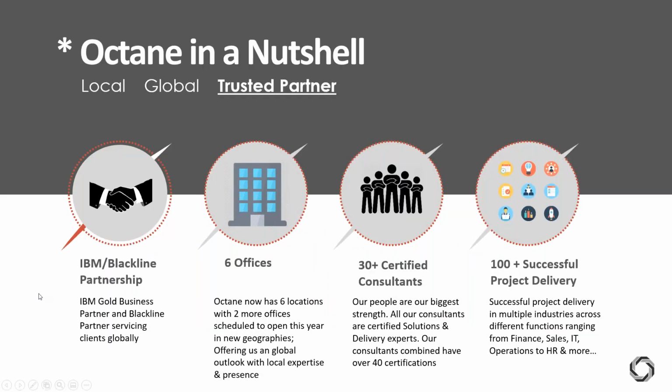How we are structured: we are an IBM and Blackline partner. We've partnered with a few other organizations apart from IBM and Blackline, things like Modeler and Qubit. We've got 6 offices around the world. We've got 30 plus certified consultants. This has grown since we made this slide, so it's closer to 40 now. And we've got more than 100 successful project deliveries around the world.